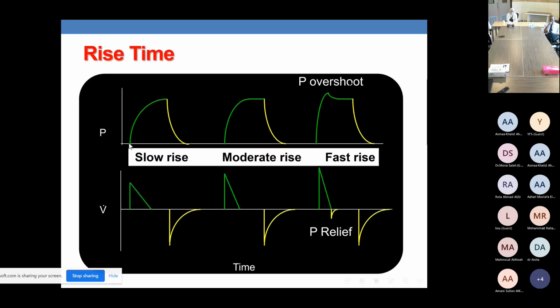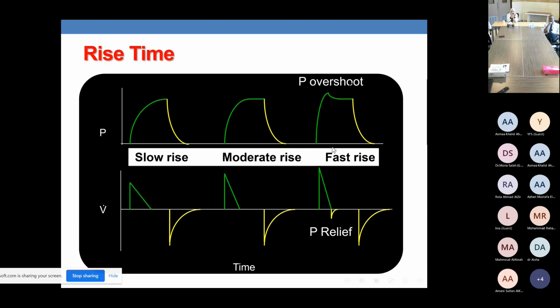The rise time, as we said, is from the trigger till the target. So here what we need is a moderate rise time. So it will go smoothly till you reach it, and you get a good plateau before the exhalation, before stopping the cycling of the ventilator. If you have a slow rise time, then you don't have time for the plateau, then you don't have time to recruit the lung, you don't have time for gas exchange. We don't want that.